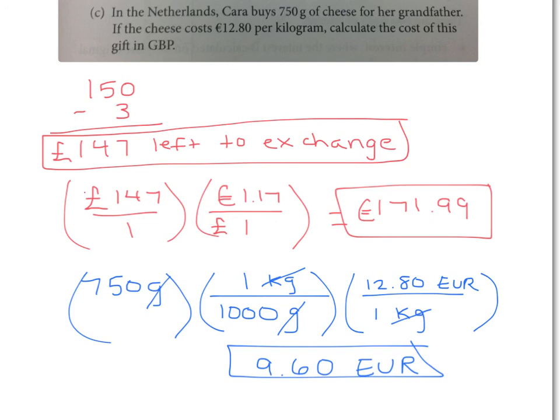And again, those kilograms cancel out. Notice I set that up like a T-chart where this grams and this grams cancel, this kilograms and this kilograms cancel, and they leave us with euros, which was what we were hoping for in the end. So when you set those T-charts up, make sure that you have it so that the appropriate things are canceling, leaving you with the unit that you want to end with. So 9.6 euros for her cheese.